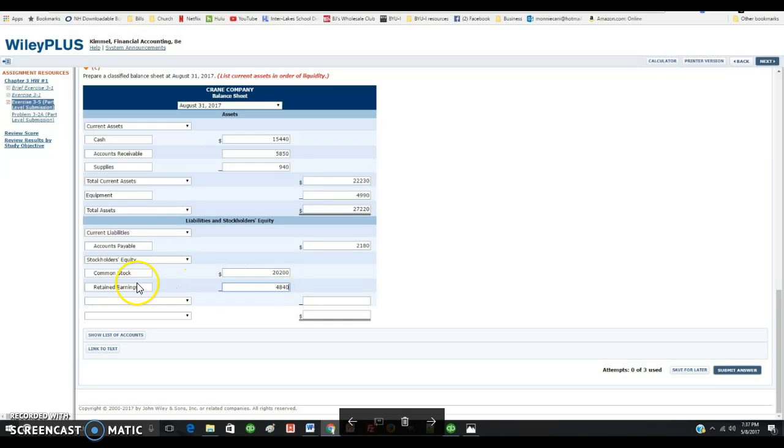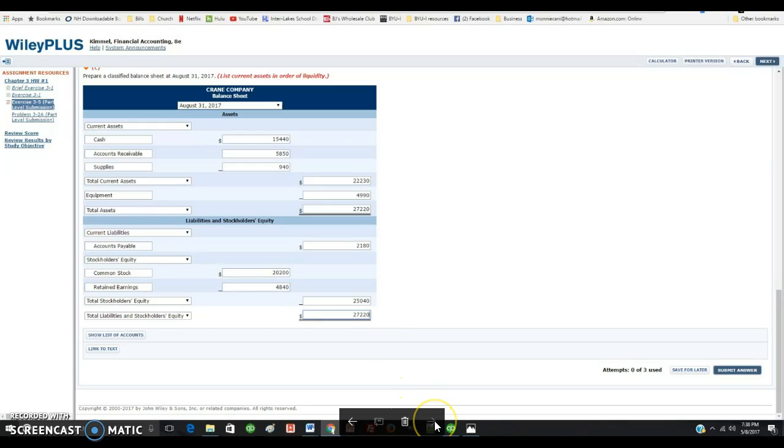Sorry about that. So retained earnings is $4,840. And now we're going to total out that column for stockholders' equity. So we've got these two numbers added together equals $25,040. And we want the total liabilities and stockholders' equity together. So that's this number and this number together. We've got our current liabilities and our total stockholders' equity added together equal 27,220.